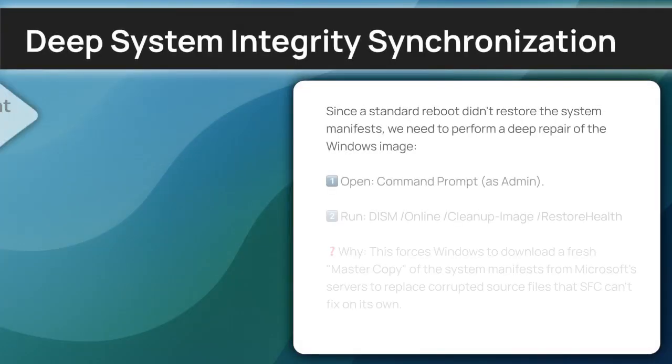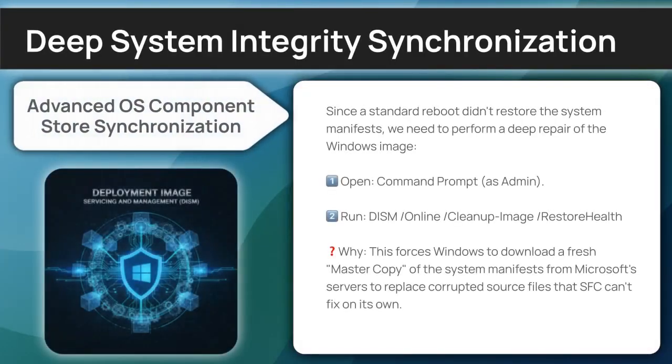Now that the system has rebooted, if the issue persists, let's move on to our next level of troubleshooting. Feel free to pause the video if you need a moment. Since a standard reboot didn't restore the system manifests, we need to perform a deep repair of the Windows image.